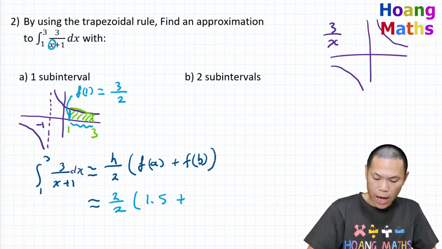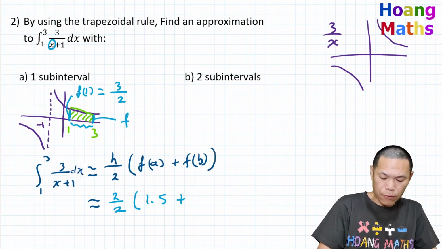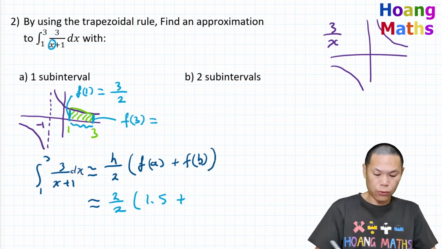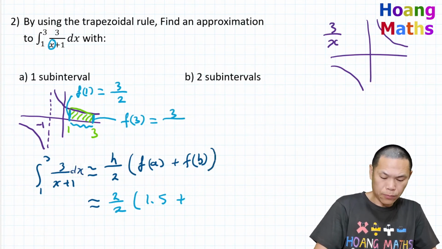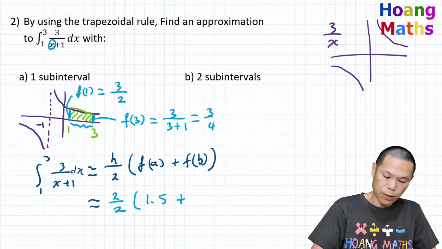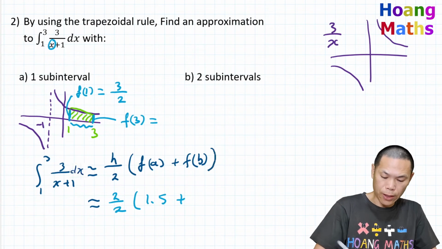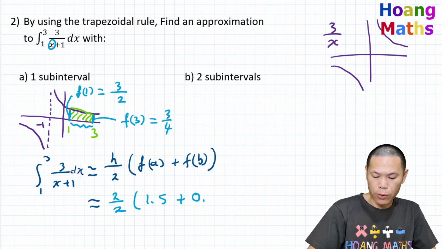And then we need to add f of b. So that is the length of this. So x is 3, so f of 3, because b is 3. So that becomes 3 over 3 plus 1, because x is 3. So that gives me 3 over 4. I can just write 0.75.